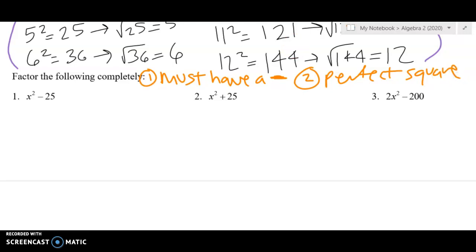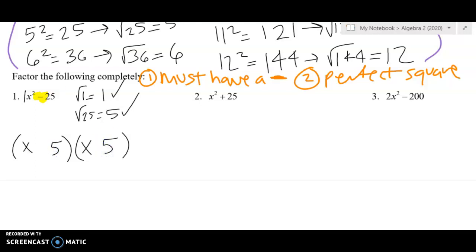So if I look at problem 1, it is a binomial. It has 2 terms. It has a negative sign, so that's good. And then I want to make sure the numbers are perfect squares. So in this case, there's a 1 in front. The square root of 1 is 1, good. And then there's a 25. The square root of 25 is 5, also good. So if they have the negative and they have a perfect square, I'm going to factor it into my 2 factors, and it's very simple. I'm going to split up x squared into x and x, and then the square root of 25 is 5, so each parenthesis is going to get a 5.